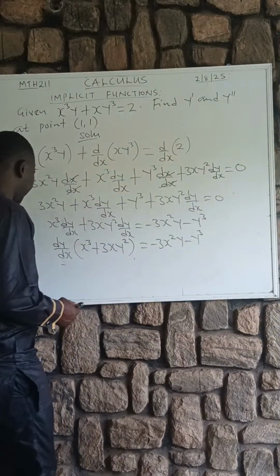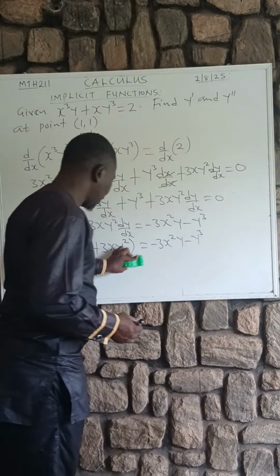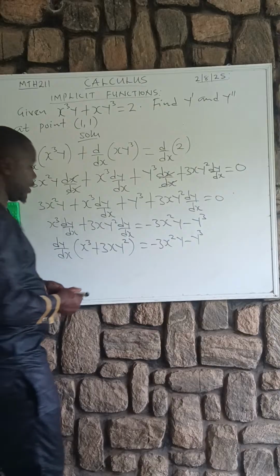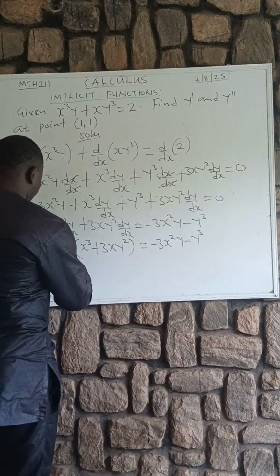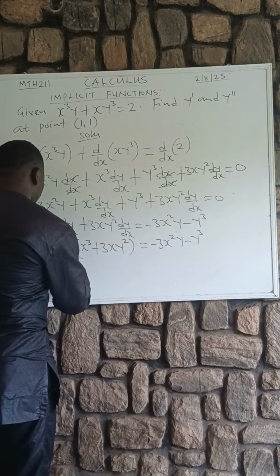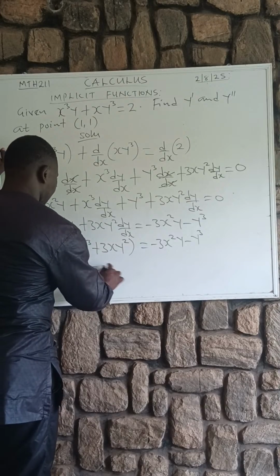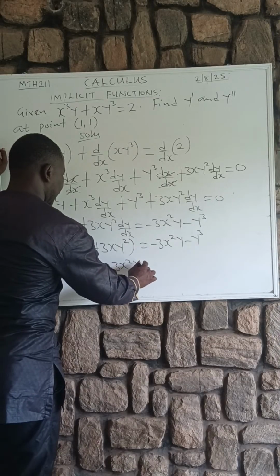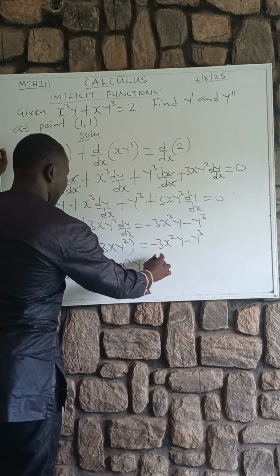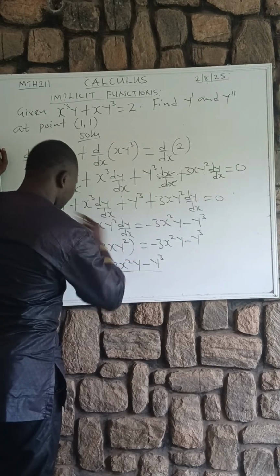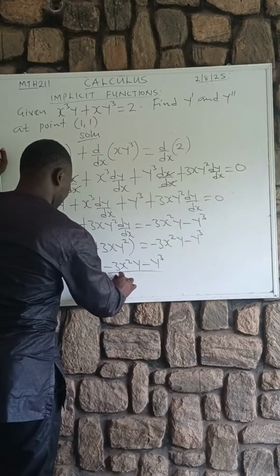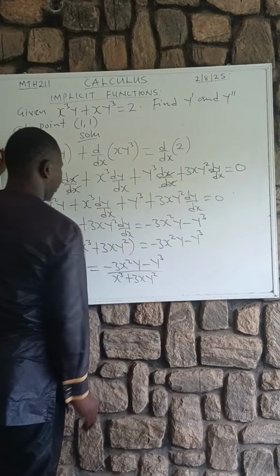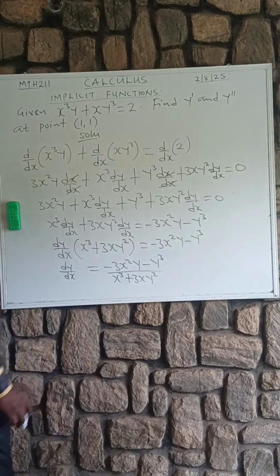So as you can see now, we have to divide through by this, amen. So if we divide through, we have dy all over dx equals to minus 3x squared y minus y cube all over x cube plus 3x y cube. Amen.